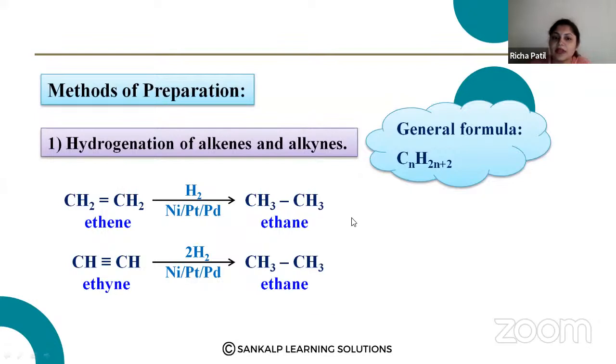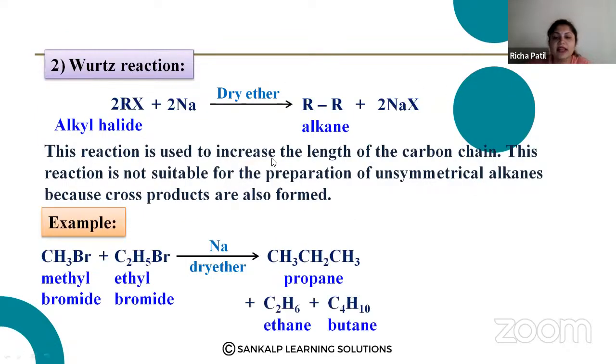So these are some of the methods of preparation. What is the general molecular formula of alkanes? It is CnH2n+2, where n is 1, 2, 3, 4, etc. So this is the first general method of preparation. Then second, we saw Wood's reaction, right? In Wood's reaction, two molecules of alkyl halide react with sodium and dry ether, giving you alkanes and sodium halide.